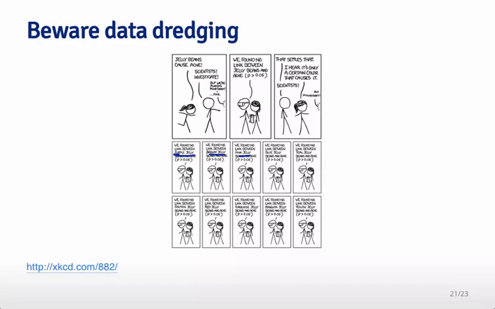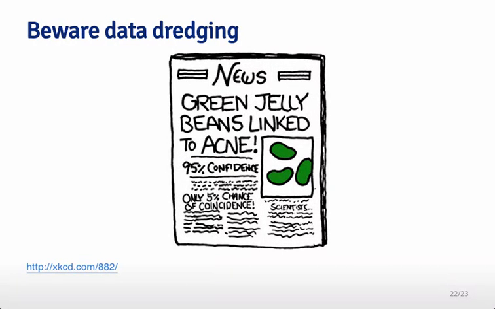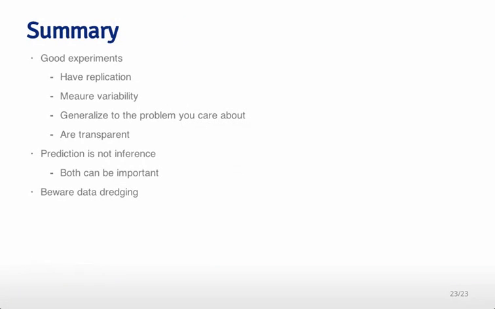And you could keep going and going and going until you found a result that you liked, and you come up with good news. Green jelly beans are linked to acne. But this, of course, ignores the fact that you tried a whole bunch of different things first. So one thing that you have to pay attention to when dealing with big data or with any data science problem is being aware of the problem of data dredging.